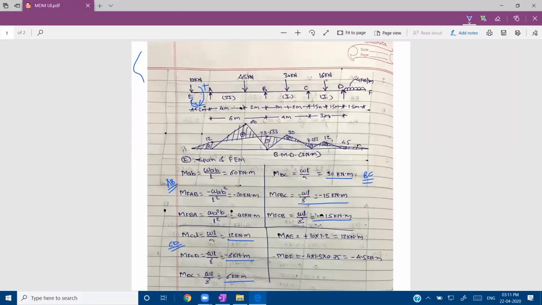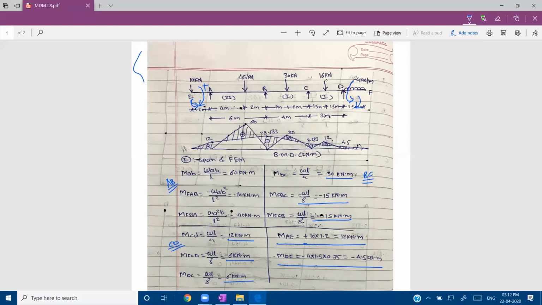Similarly, for DF, a downward UDL is acting, so about D this moment will act in clockwise direction. To resist this clockwise moment, an anti-clockwise moment should be there. So the anti-clockwise moment at the support will always be negative. Therefore, in the calculation of AE, it is taken as positive 10 into 1.2, so it will be equal to 12 kilonewton meter. Why? Because this MAE is the restoring moment which is acting in clockwise direction. Similarly, MDF will be minus.